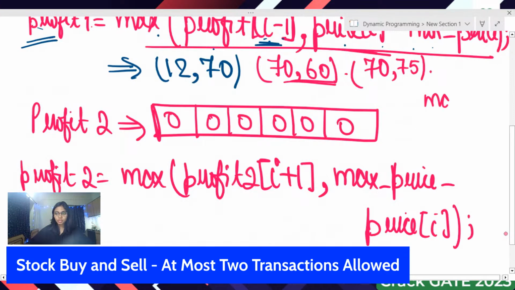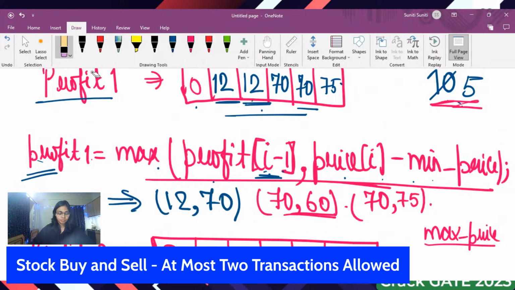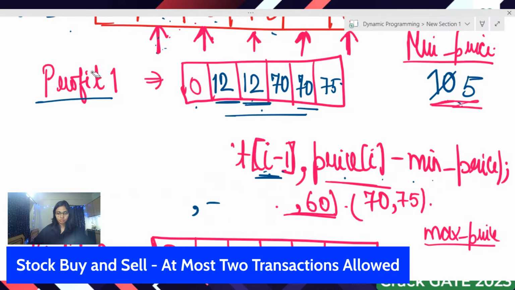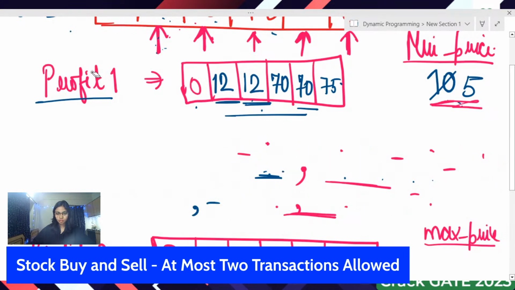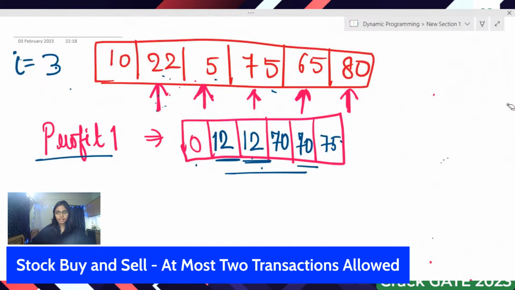And here what you need to do is update max price. And we will start our traversal from the end. Let me erase this thing. Here we were actually updating the min price, but now what we need to update is max price. All right, let me draw the table here.